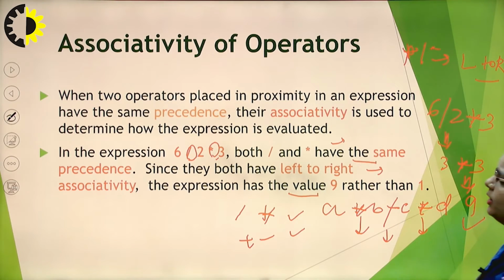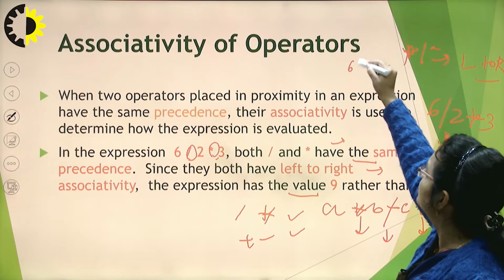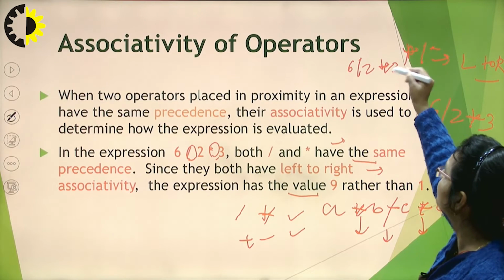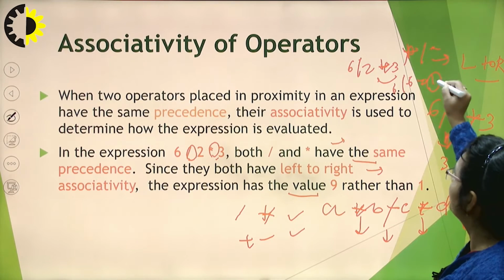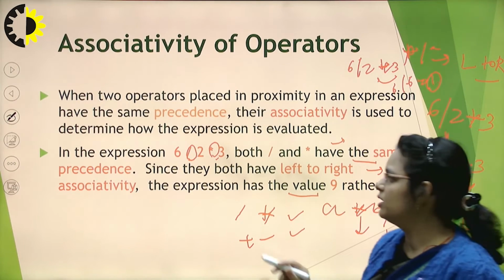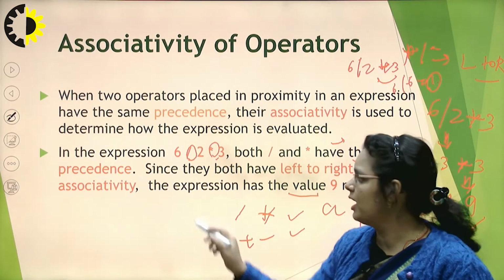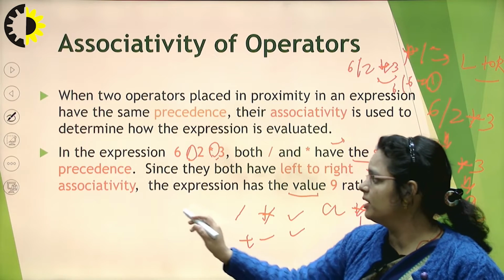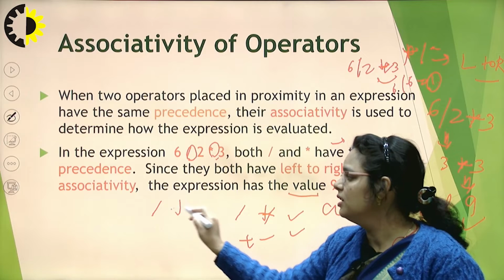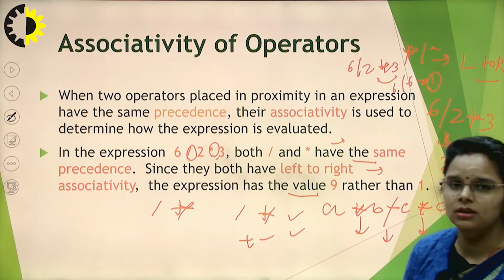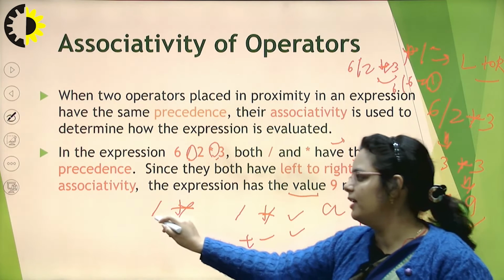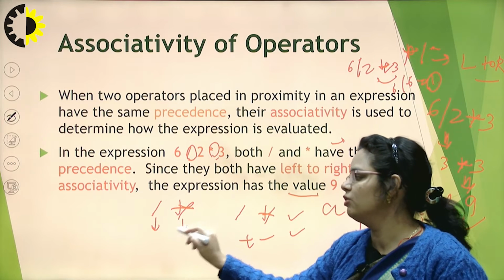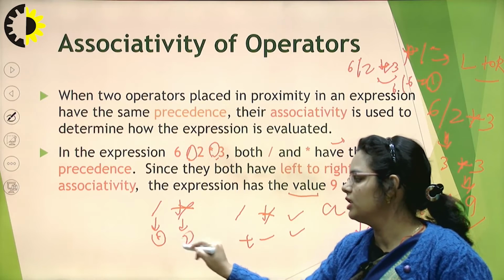We won't evaluate it in such a way. Suppose 6 divide 2 star 3. First of all, we won't multiply 2 star 3, 6, and 6 divided by 6 is 1. No, because we know that associativity here is from left to right. So I'm again repeating, multiplication and division have the same precedence, so we will evaluate from left to right. First the left one would be evaluated and then the right one. So this is how things will go on.